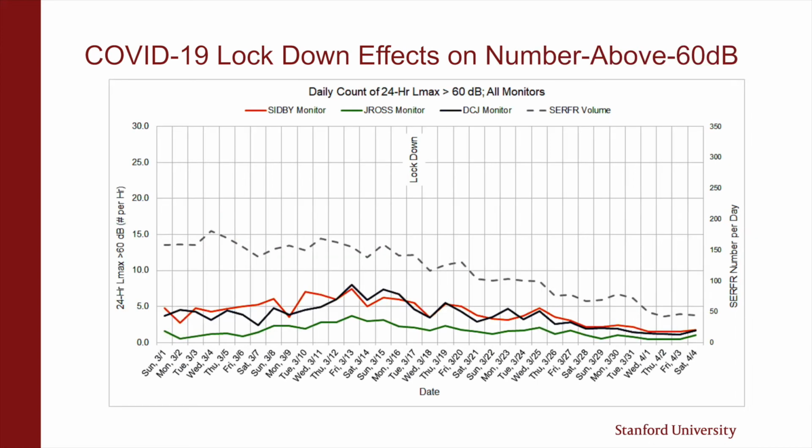This chart shows that the number of flights above 60 dB per day at the same locations also dropped by about half. These measurements and charts seem to support that the number above metric correlates better to annoyance than does DNL.